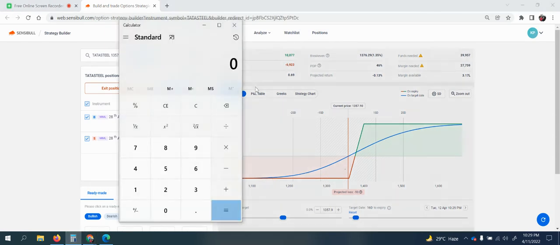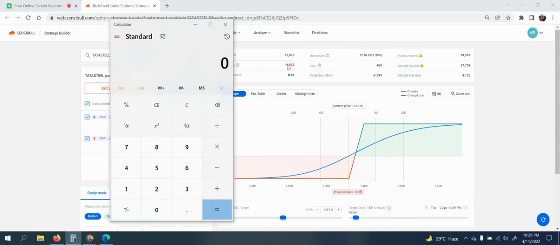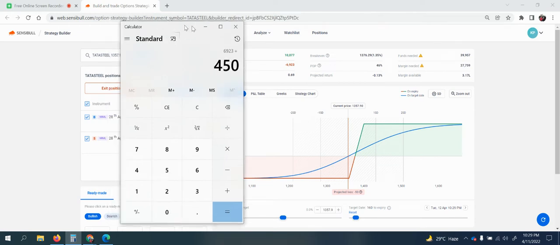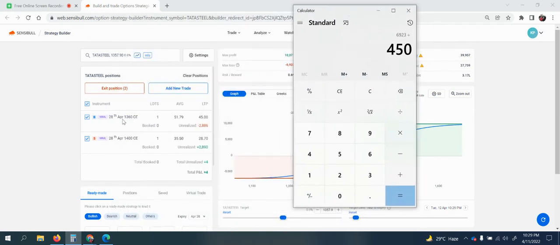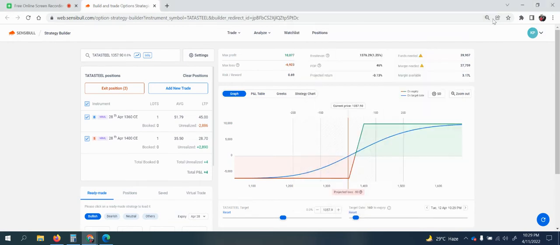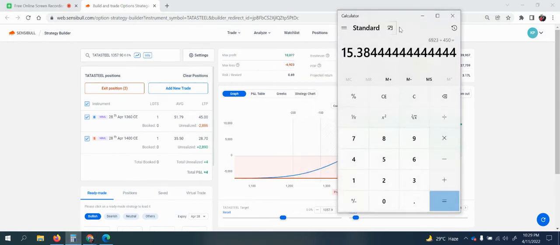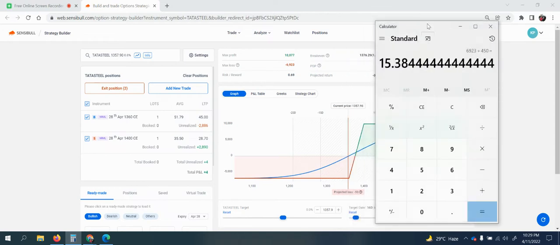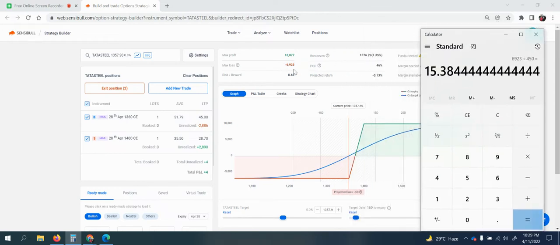All right, I'll go to the calculator and calculate it. 6,923 divided by 450, because the lot size of Tata Steel would be like 450. I'm just trying to divide it by 450. So I have almost 15 points. I just have to cover the 15 points to make my trade either green or to reduce this entire loss.